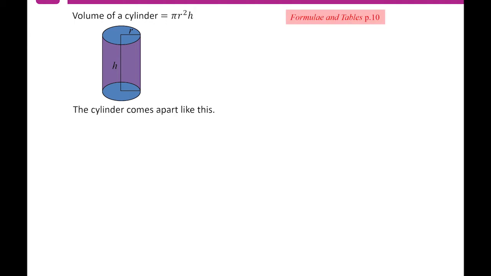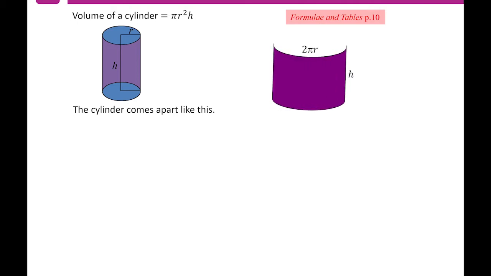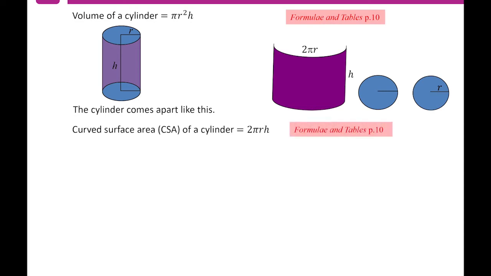Let's look at our cylinder and how it comes apart. So if we have a cylinder like this, it will come apart into a rectangle with one side 2 pi r and the other your height h. We'll also have the top of it as a circle and the bottom of it as a circle. This means that the curved surface area of your cylinder is given by 2 pi r h.